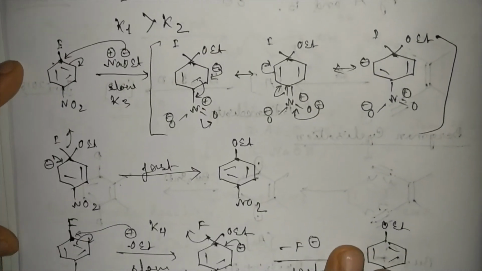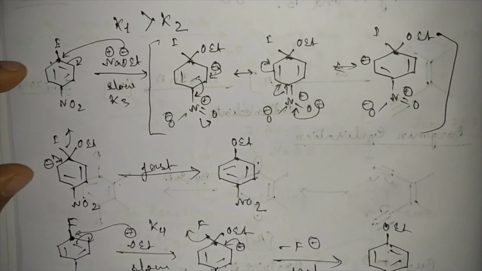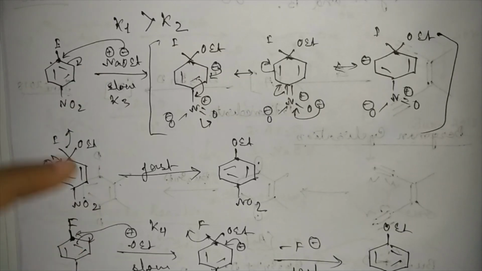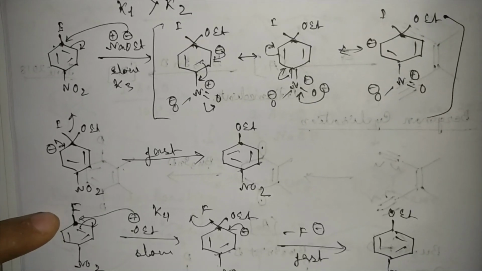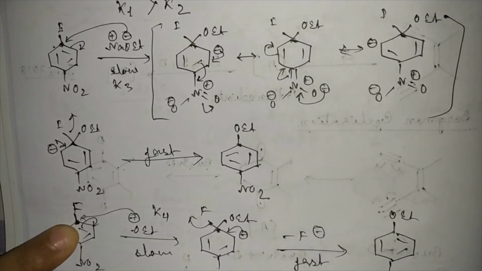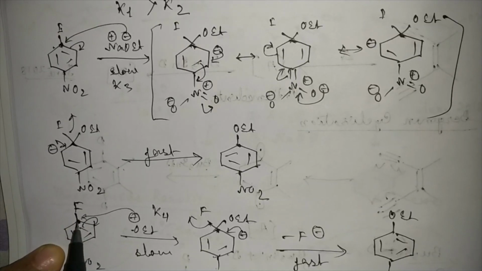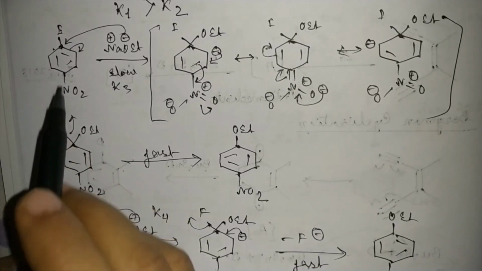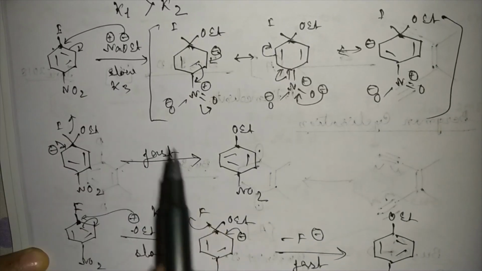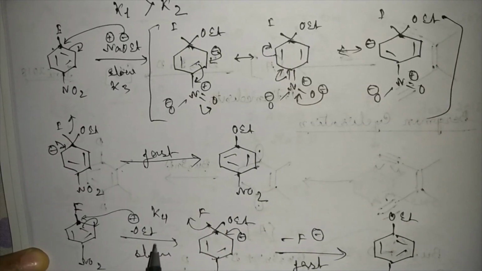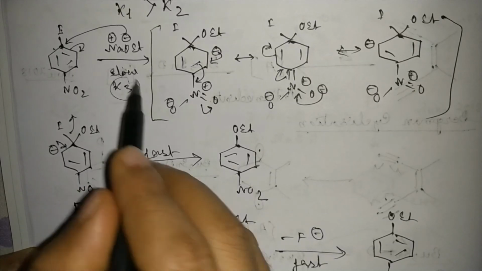On the other hand, in this reaction, the first step is the slow step, and here we can see that the strong electronegativity of fluorine makes this carbon much more electrophilic than this carbon. So OEt minus will attack much more easily at this carbon. So this slow step will happen at a higher rate than this slow step. So K4 will be higher than K3.